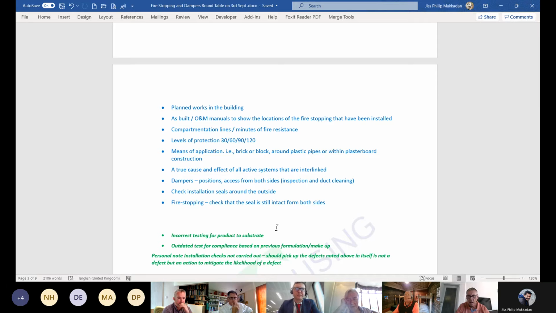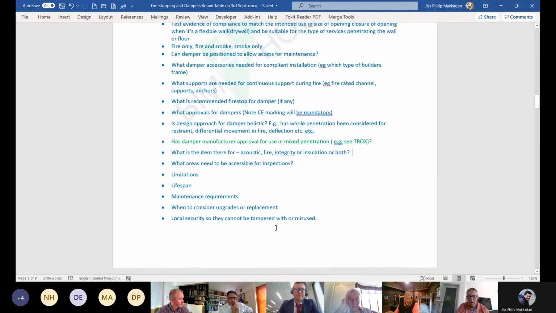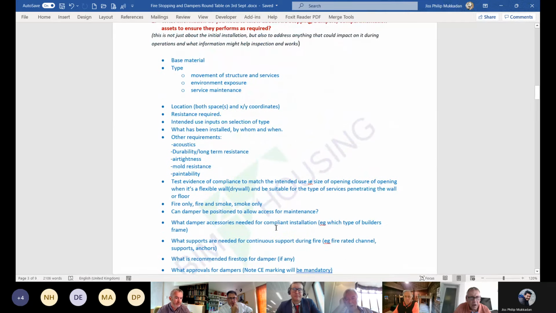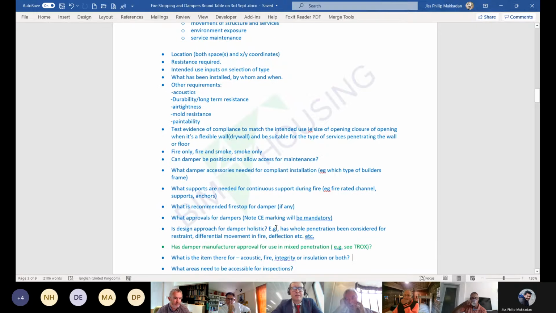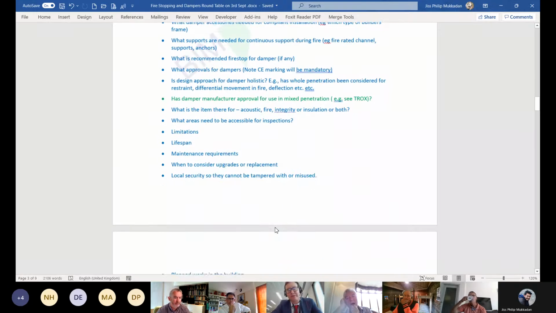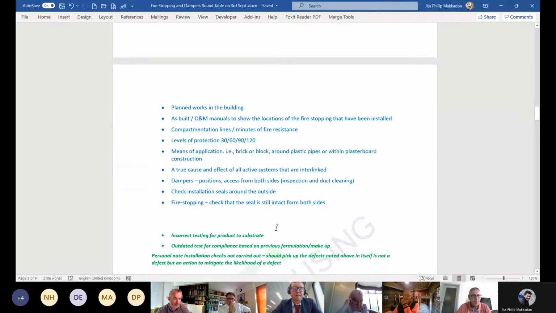Have we got the direction of fire on there as well? Or has that been missed? I don't recall seeing that actually. Okay. Could you explain what you mean by that, Paul? How would that be expressed? It's within the classifications. Some dampers were originally tested one way, not the other. Sorry, I've been down a rabbit hole.